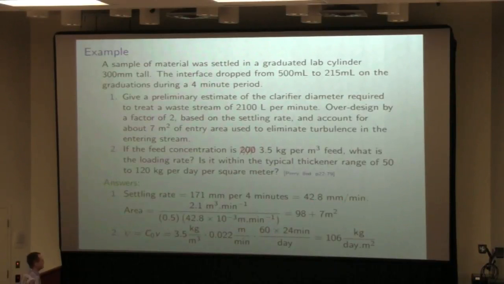Once you have that, you scale up your unit by dividing that settling rate by the adjustment factor. So we're using an overdesign factor of 2. In other words, we want to slow down our settling rate. We want to get the worst case scenario of the settling. So 42 millimeters per minute, we then use half of that rate down here in the denominator.